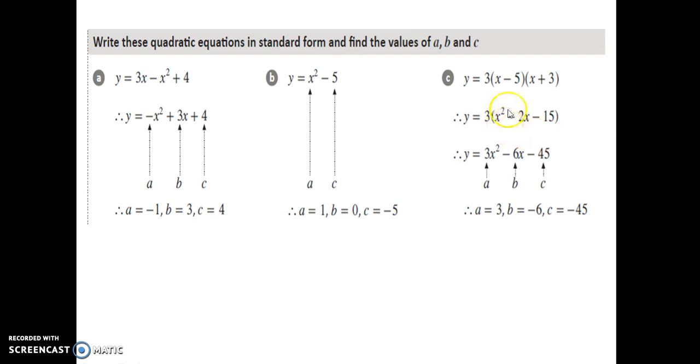So standard form looks like this when you expand this, and then when you multiply the 3 through there, you end up with standard form right here. And in standard form, we see the a value is 3, b value is negative 6, and c value is negative 45.